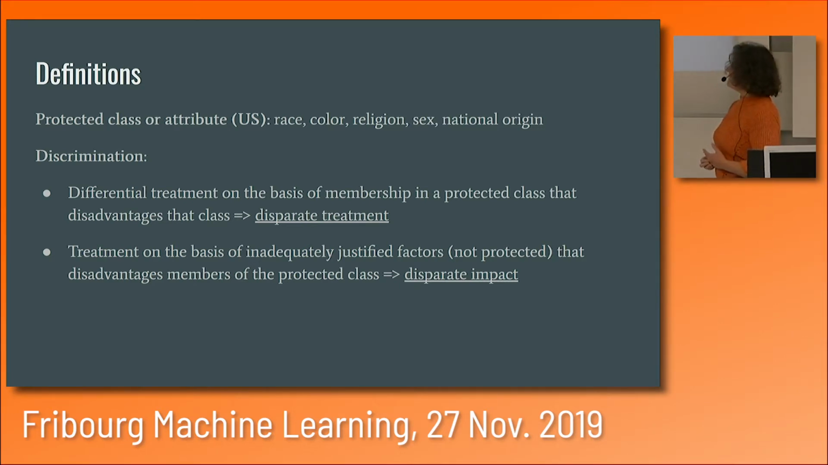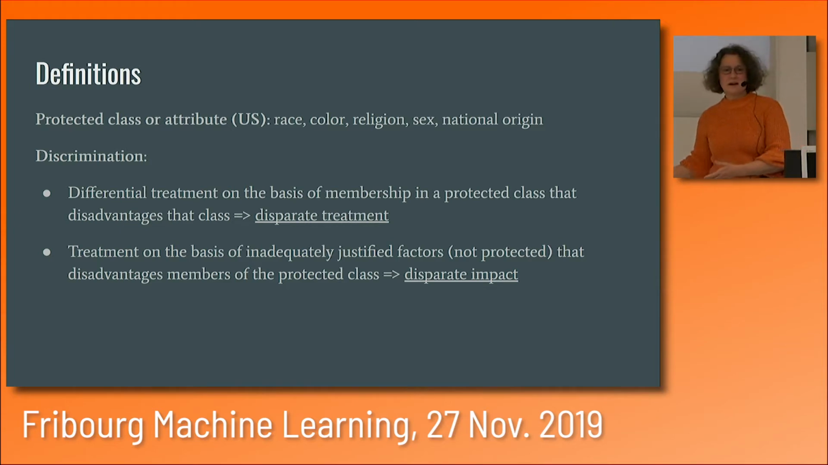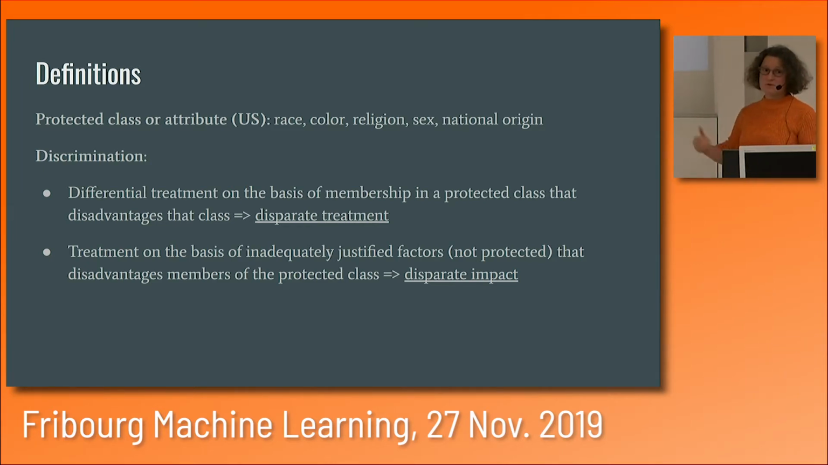When we go into the assessment of a machine learning model, that's the most obvious discrimination definition. The second one is treatment on the basis of inadequately justified factors, not protected attributes, that disadvantages members of a protected class. That's disparate impact. So you don't know that you're targeting, you don't have the data to say this one is a male, this one is a female, but when you take the results of your algorithm and you screen them, you realize actually females are really disadvantaged, for example. So that's disparate impact, even though the criterion male or female isn't present in the data.